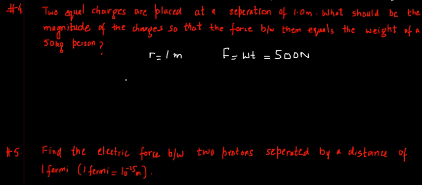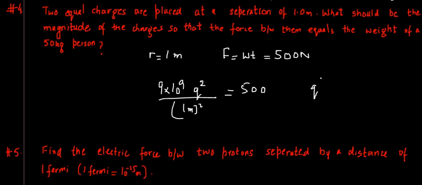This is very simple. Instead of F you will write 9 into 10 to the power of 9, and assume that those two charges have a magnitude Q. So this is Q into Q, that is Q square, divided by the distance, 1 meter square, and we equate that to 500. So when you solve it, Q square is equal to 500 divided by 9 into 10 to the power of 9.